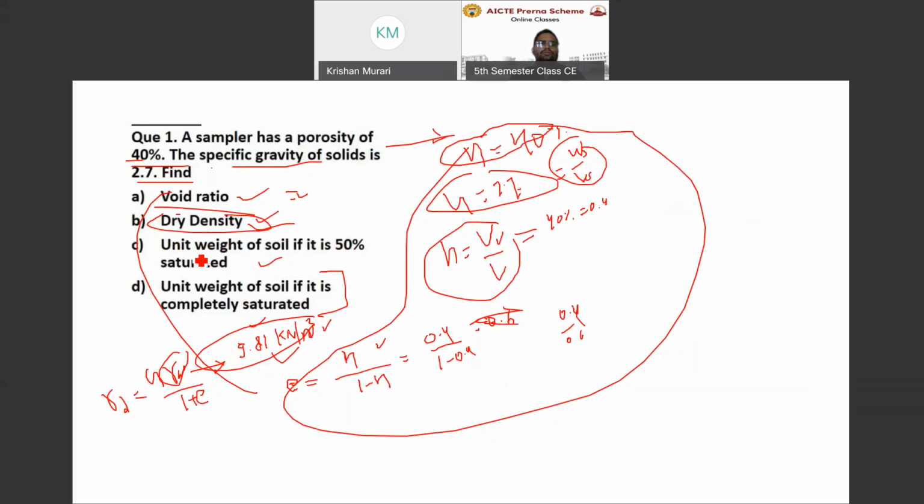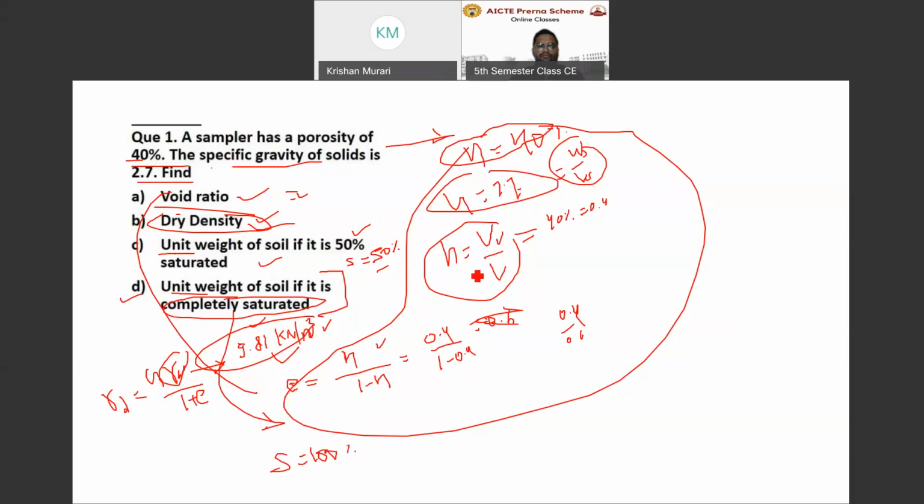In the third part, it asks the unit weight of soil if it is 50% saturated. So here he gives the saturation level as 50%. Degree of saturation is 50%. That means the voids are filled 50% by air and 50% by water. And the next part asks about the unit weight in the condition of complete saturation. Completely saturated means that the degree of saturation is 100%.